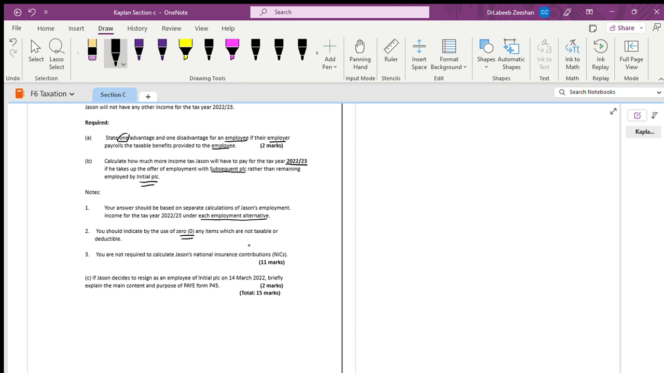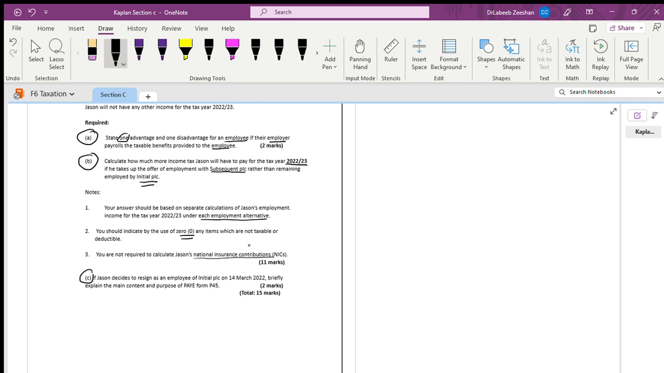Which means which one is taxable, which is not taxable. You should have clarity in our understanding of which are not taxable or deductible. You are not required to calculate national insurance contributions. Very clearly they say NIC. This is the first one, part A, this is part B, and this is part C.